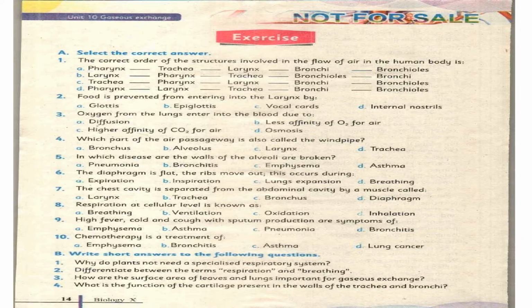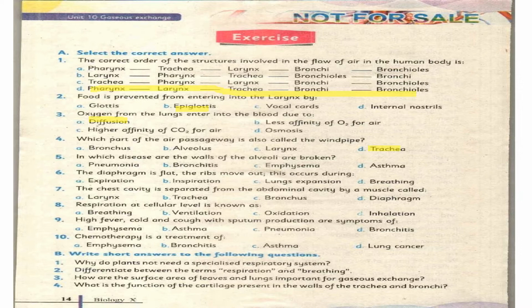The correct order of the structure involved in the flow of air in the human body is pharynx, larynx, trachea, bronchi, bronchiole. Food is prevented from entering into the larynx by epiglottis. Oxygen from the lungs enters into the blood due to diffusion. Which part of the air passageway is also called the windpipe? Trachea.